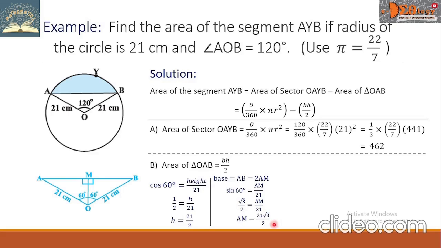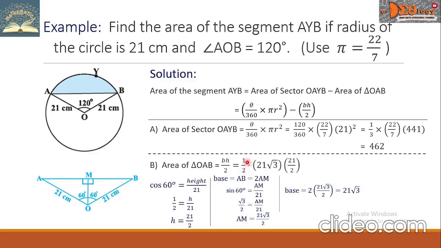For the base now, we're going to multiply 2 to the length of AM. And this is now the equation. We can see that we can cancel these 2 and the denominator 2. So the base is 21 square root of 3. So we have now the values for the base and the height. We can use this to solve for the area of the triangle.